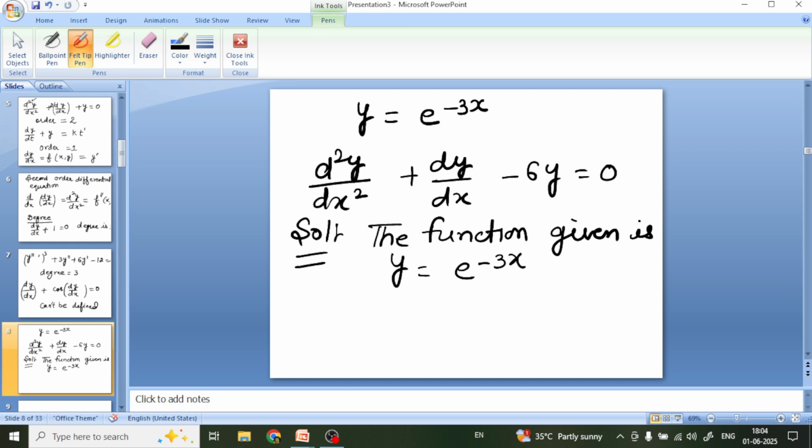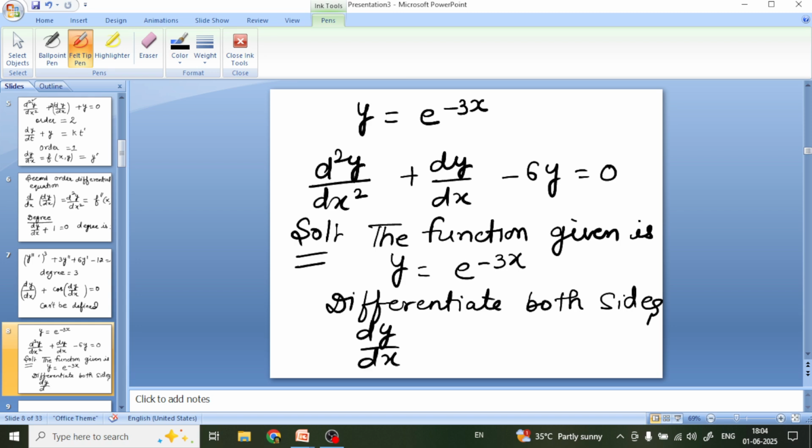And now we differentiate both sides with respect to x. dy over dx is d over dx of e raised to power minus 3x, and when you solve it, minus 3 will come in front, and e raised to power minus 3x will be written as it is.